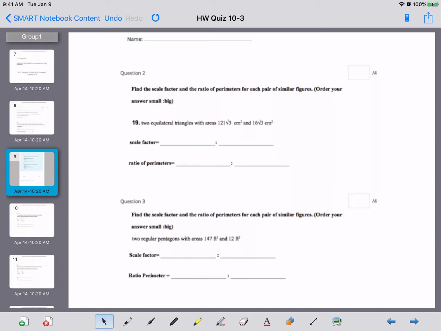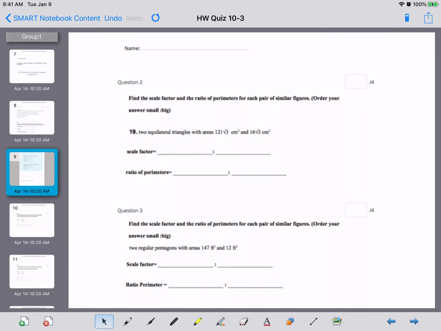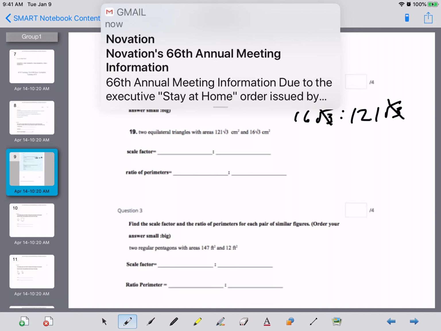So I have two equilateral triangles with area, and if I go small to big, I've got 16 square root of 3 to 121 square root of 3. Are you okay with that? Now, keep in mind this is area. But before I do anything, I'm going to reduce my areas. And these two knock each other out. You okay with that? Yes.